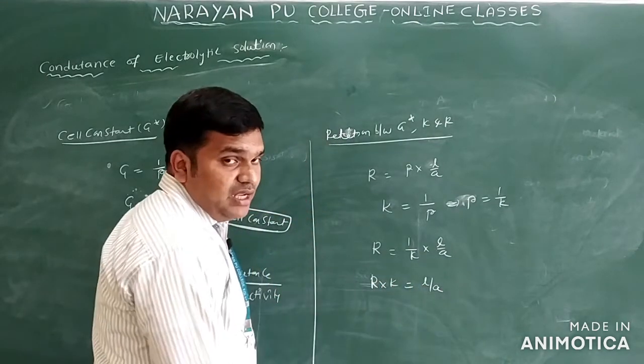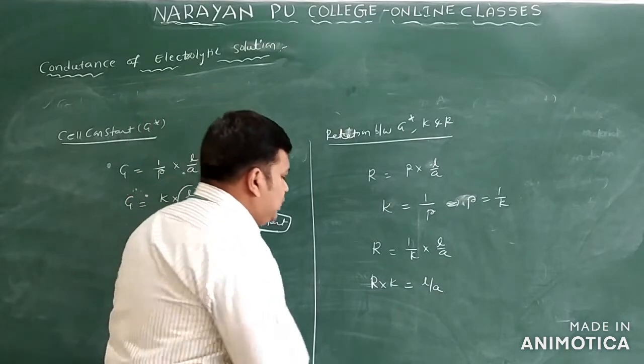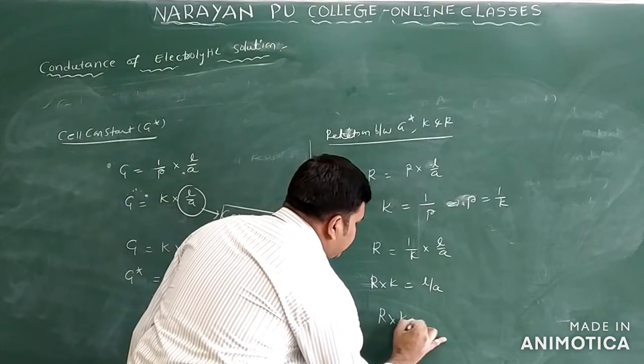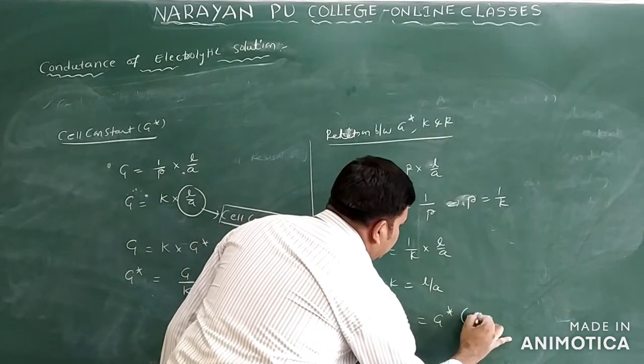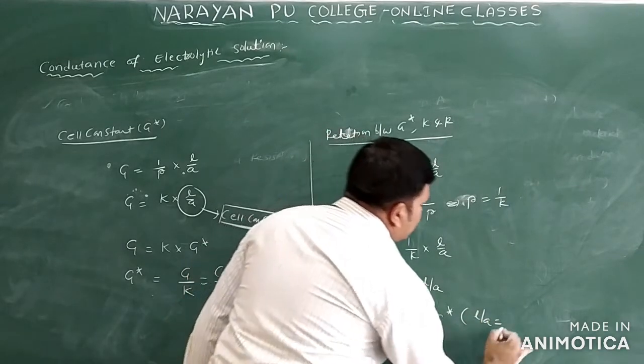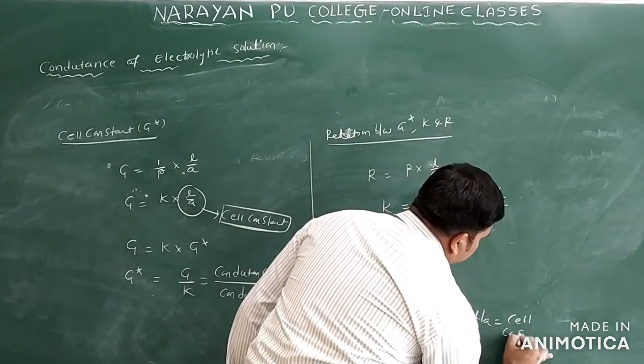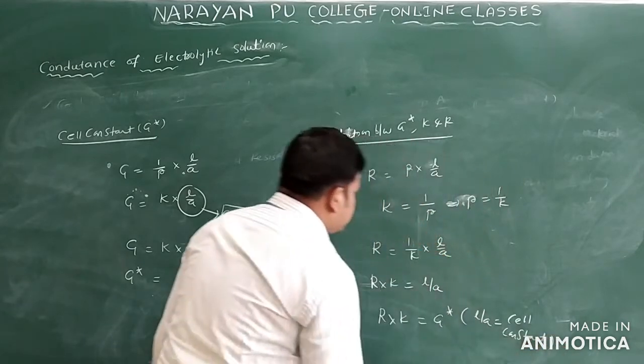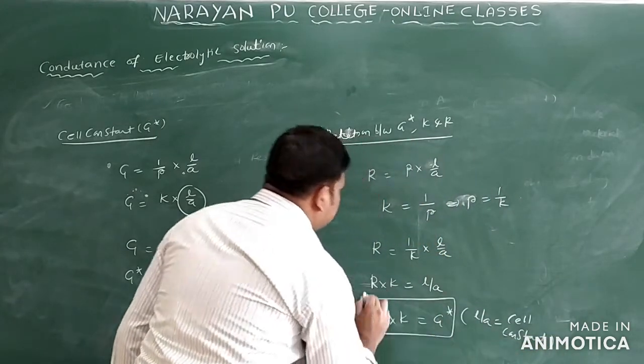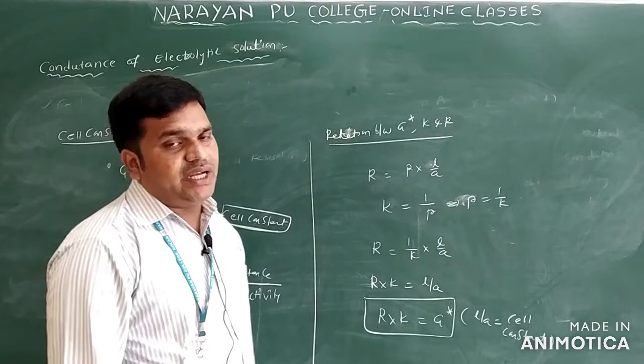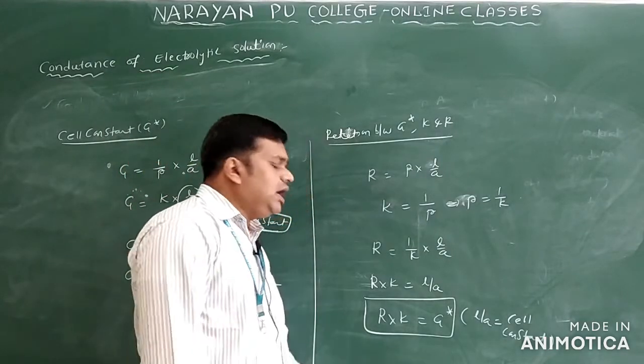What is L by A? L by A is the cell constant. Now I am writing R into K is equal to G star, because L by A is equal to the cell constant. So what is the relation between cell constant, resistivity and conductivity? G star is equal to R into K.